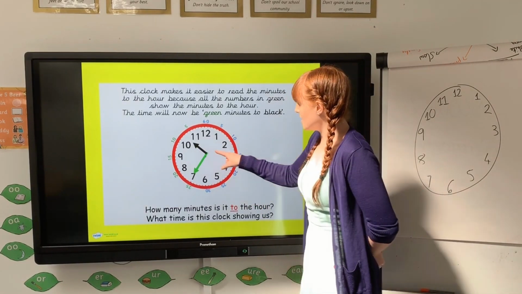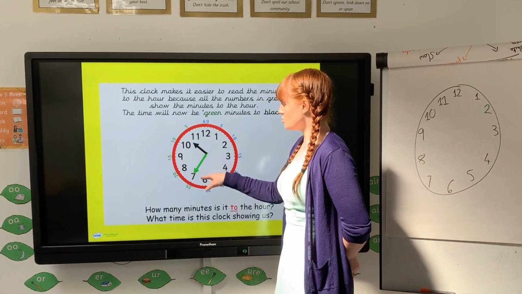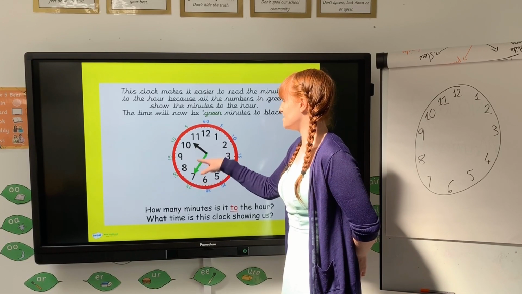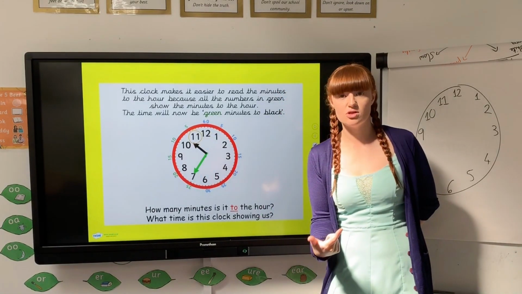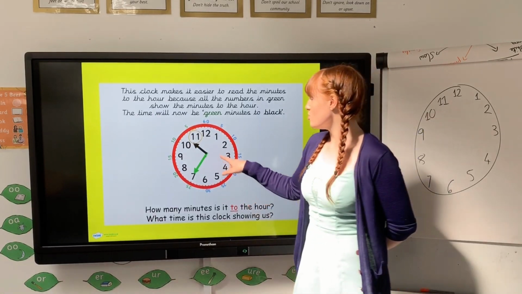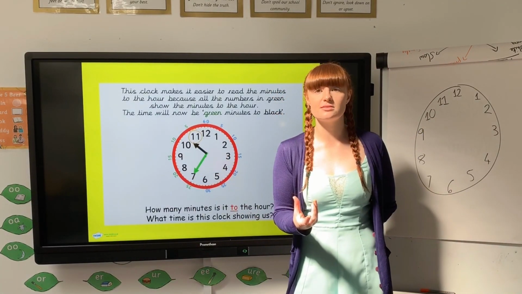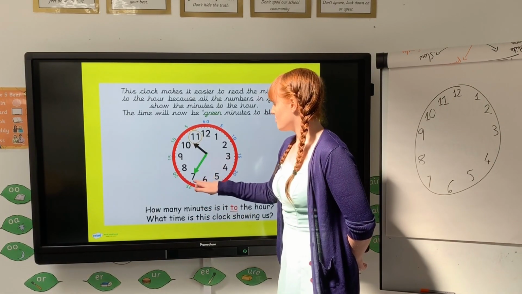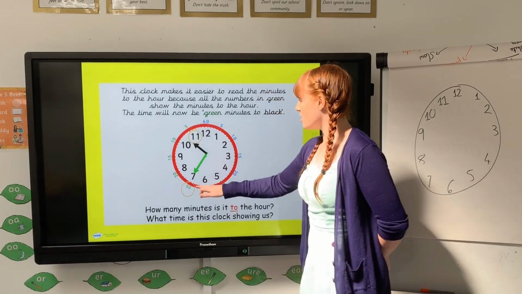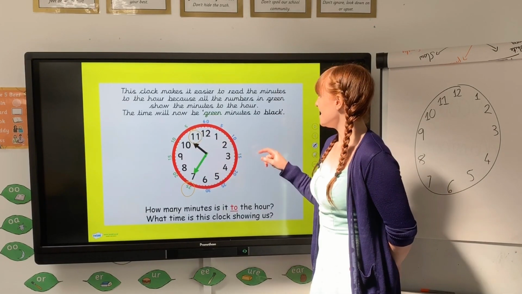So on this one, that big hand is pointing at the 7. Lots of children might say, oh, therefore that's 7 minutes to 11. We know it's not 7 minutes to 11 because we know that when the big hand is pointing at the 7, it's talking about its minutes. And we know that that big black number is talking about the hour. So we need to figure it out. So we can see that it's 25 minutes to 11.